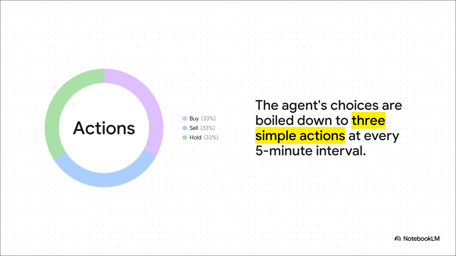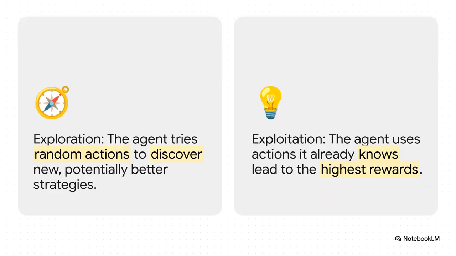At any given moment, it can only do one of three things: buy, sell, or hold. That's it. The entire massive complexity of trading gets boiled down to just that one simple choice every 5 minutes. So how does it actually decide which of those three actions to take? Well, it uses this really clever strategy called epsilon greedy.